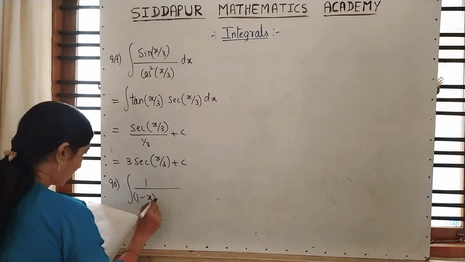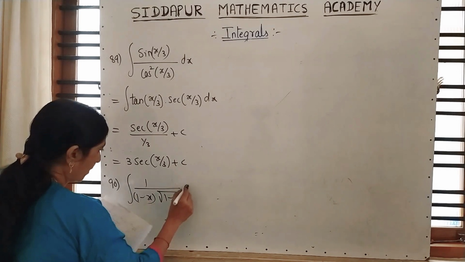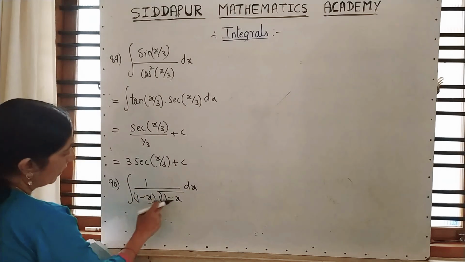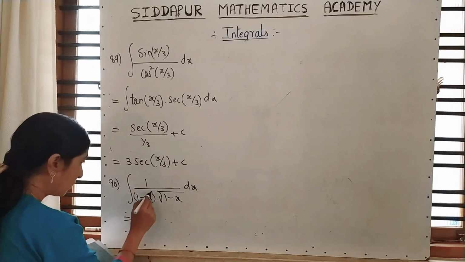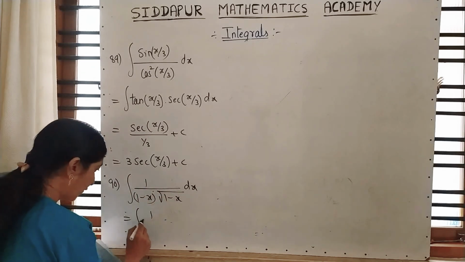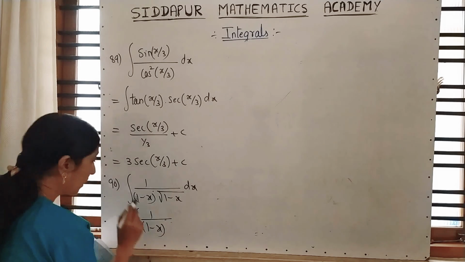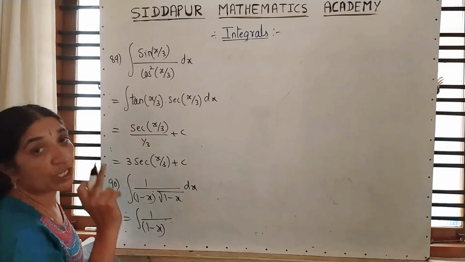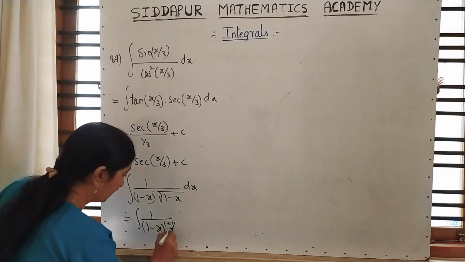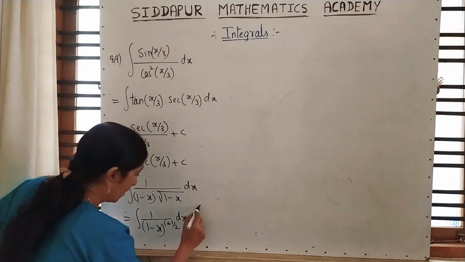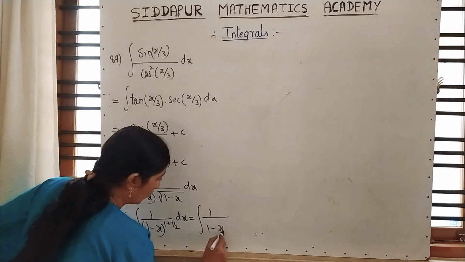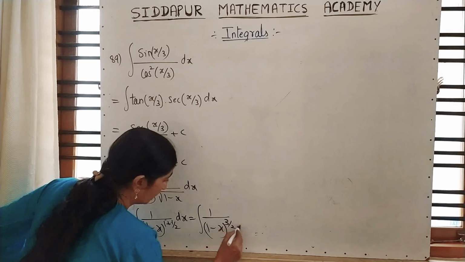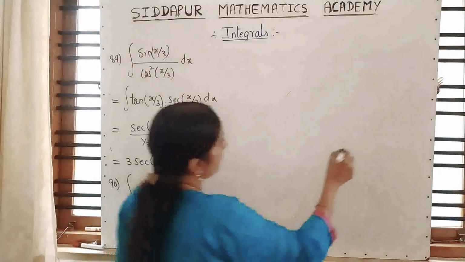1 upon x root of 1 minus x. See here, 1 minus x and root 1 minus x. This power is 1, this power is half. The terms are similar. They are in the form of a raised to m into a raised to n. Before integration, now go for substitution.